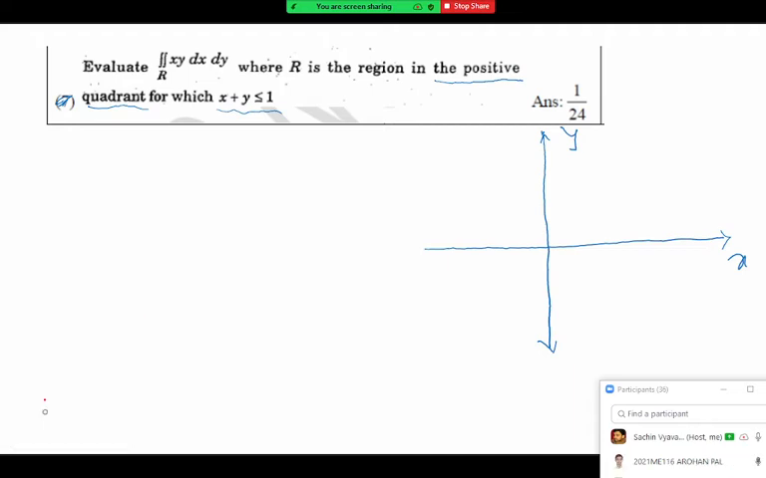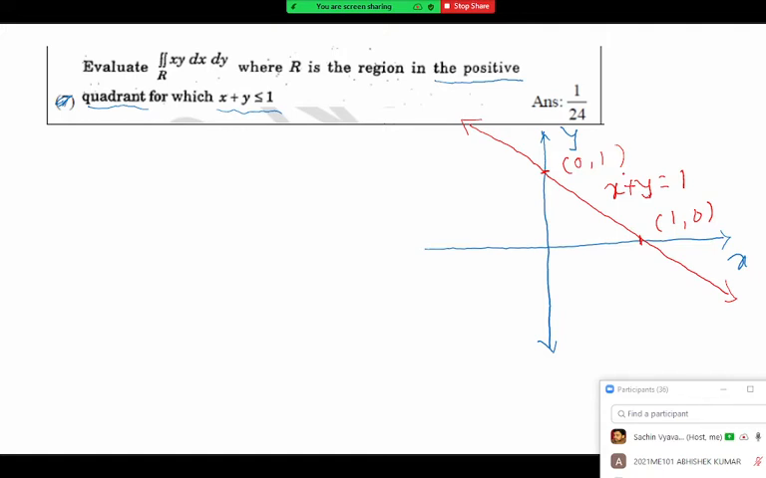0,1 and 1,0. Yes, that's a simple one. If you put x equal to 0, y is 1. So this is my point 0,1, and this is my point 1,0. When we put x as 0, we get y as 1, and with y as 0, x equals 1, and we get the straight line here. This is the straight line x plus y equal to 1.